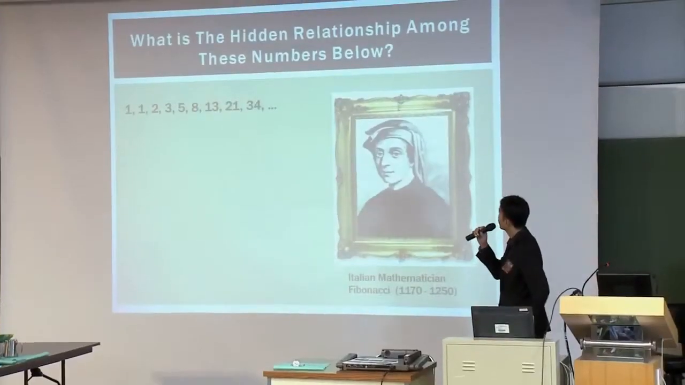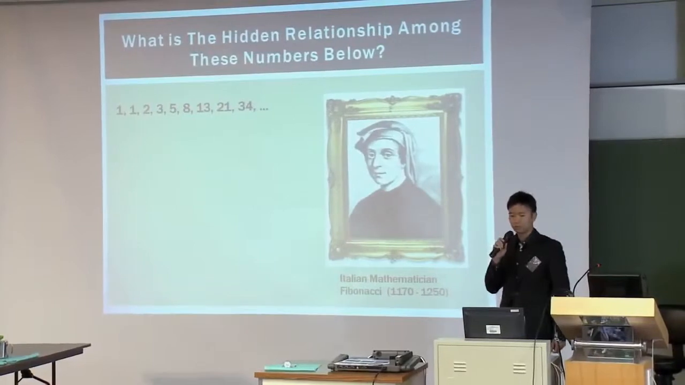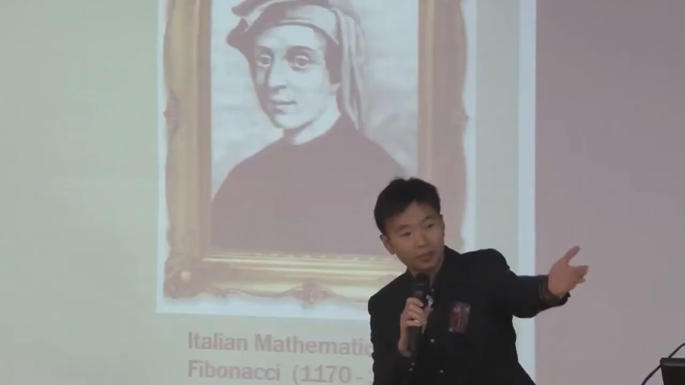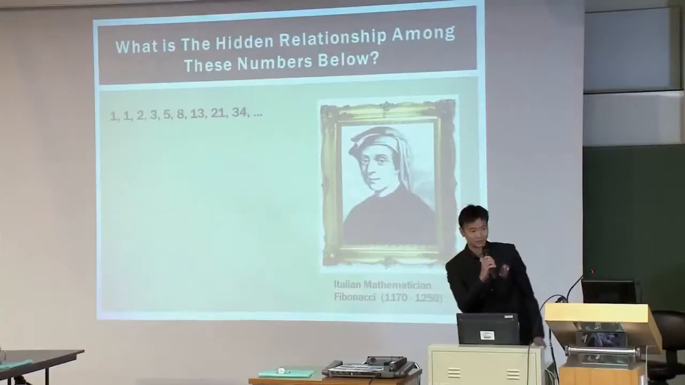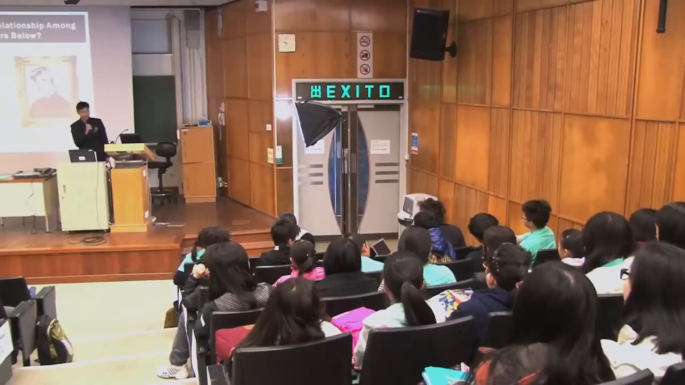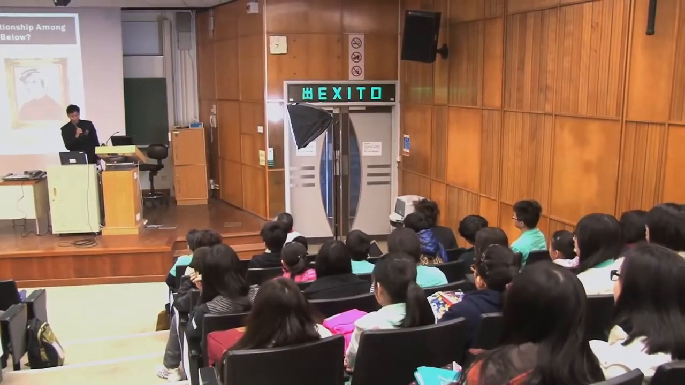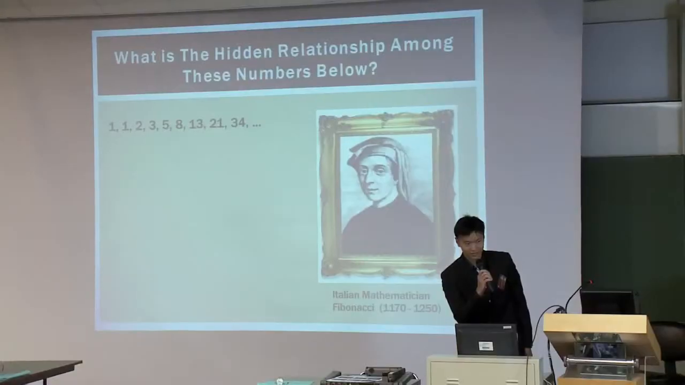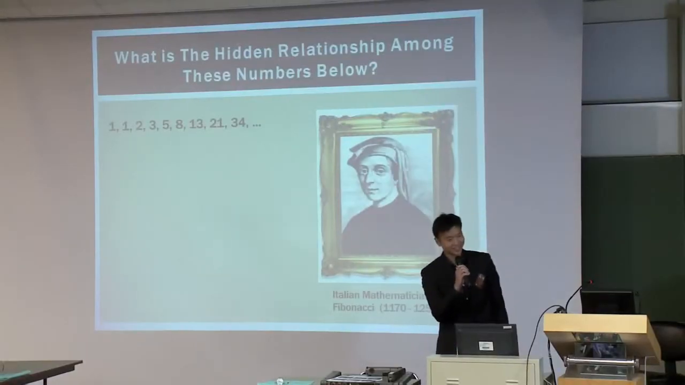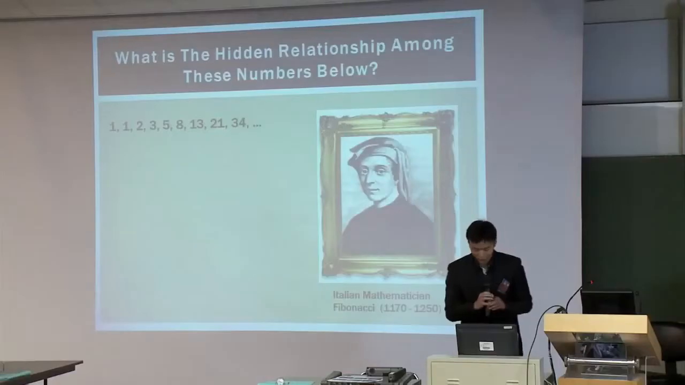Can anyone tell me what's the hidden relationship among these numbers below? Yes, please. When you add two consecutive numbers in this sequence, you get the next number. Okay, are you sure? Let's say you pick 5 and 8. When you add 5 and 8 together, you get 13, which is the next number in the sequence. Do you guys agree? Yes or no? Okay, good. You guys are pretty sharp today.